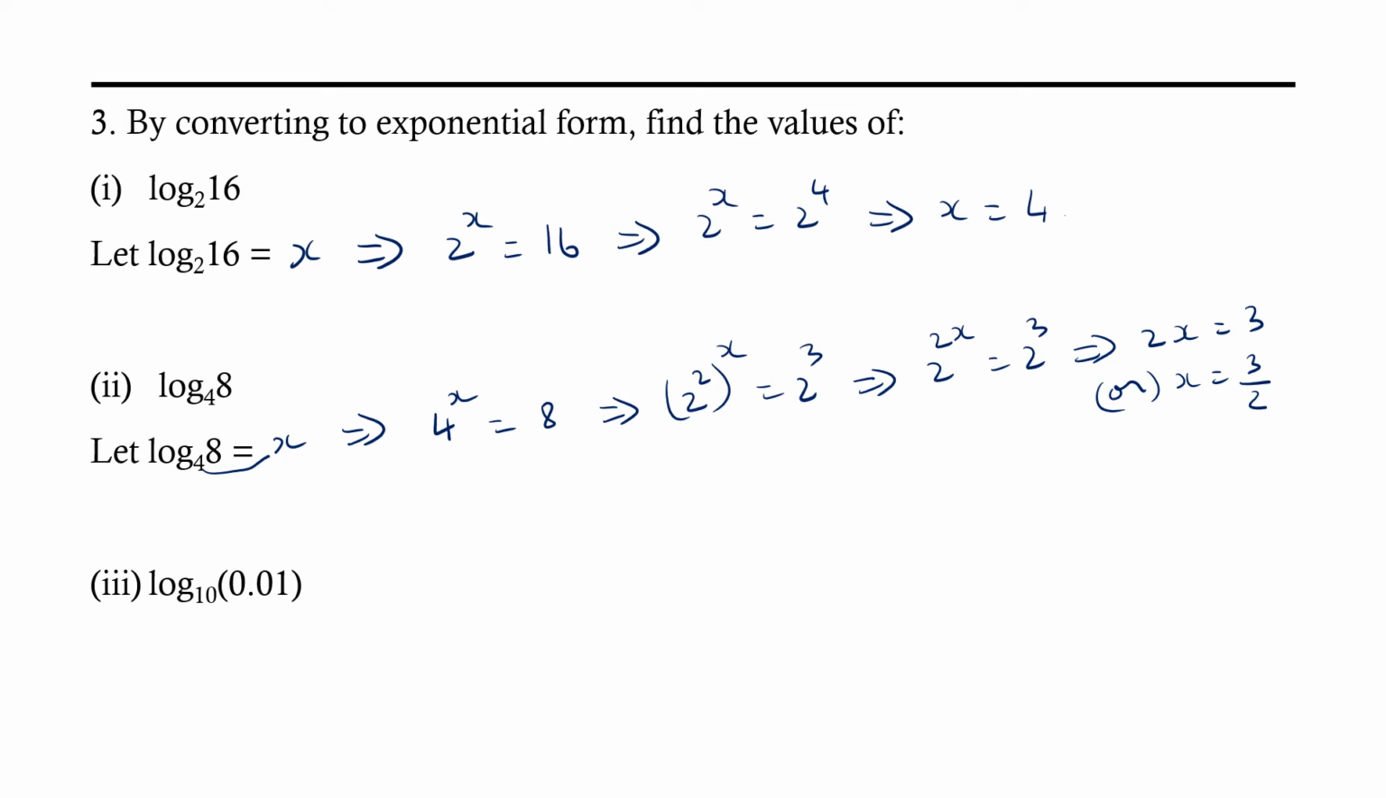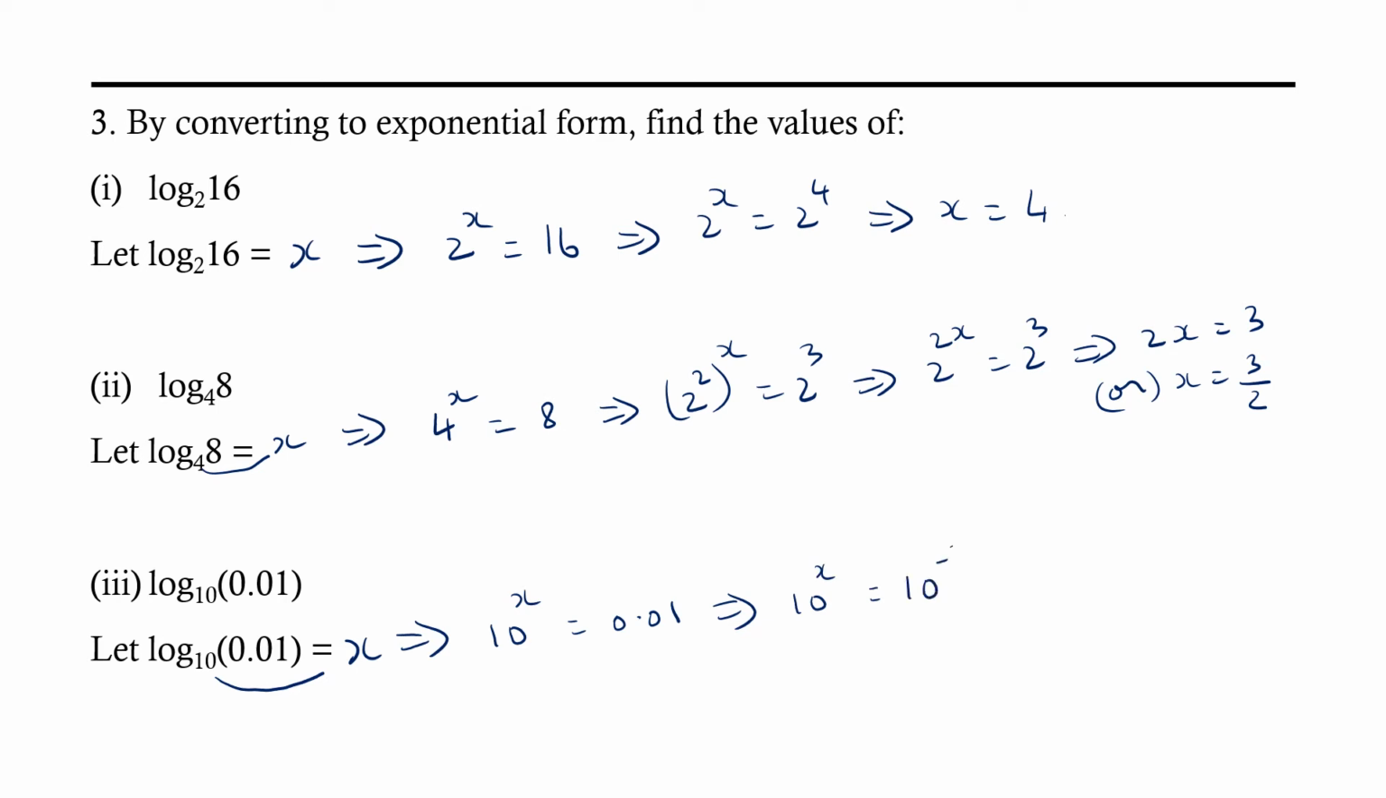The next one, log 0.01 to the base 10. So let us take, let log 0.01 to the base 10 is equal to x. So the corresponding exponential form will be 10 raised to x is equal to 0.01, which is nothing but 10 raised to minus 2. So from this we get x is equal to minus 2.